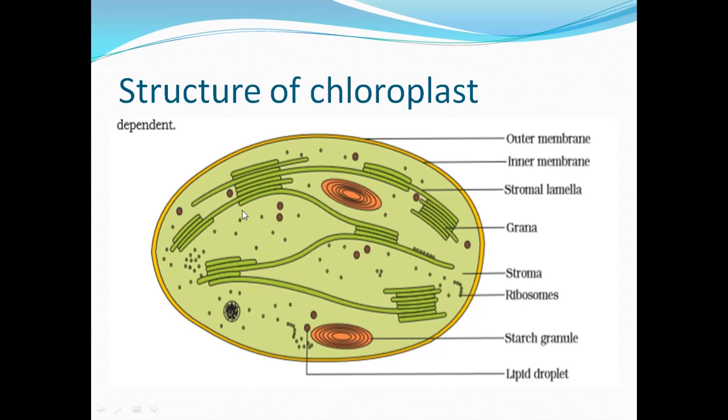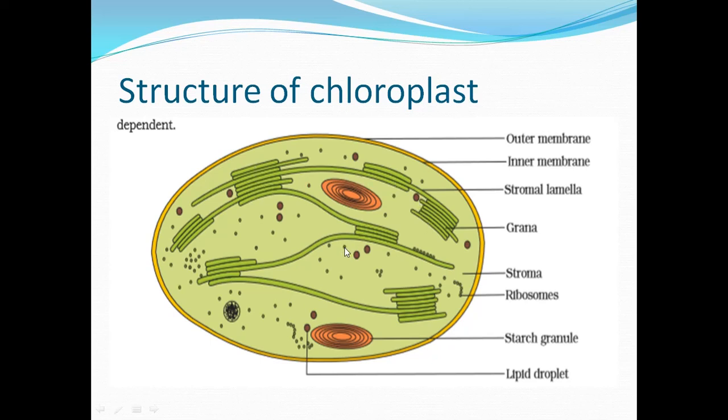Now this stroma has many flattened structures. You can see these flattened structures here. These structures are called thylakoids. This is one thylakoid, second, third, fourth, like this. Thylakoids are placed one above the other to form one granum. Now this is one granum. Many thylakoids are placed one above the other to form one granum.